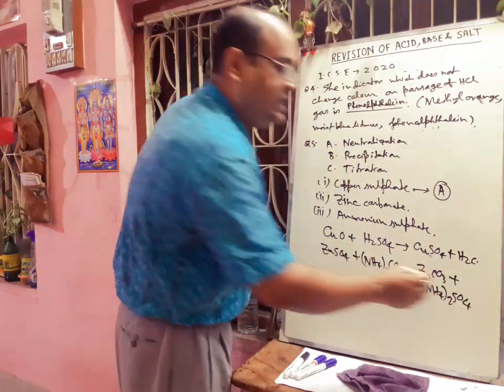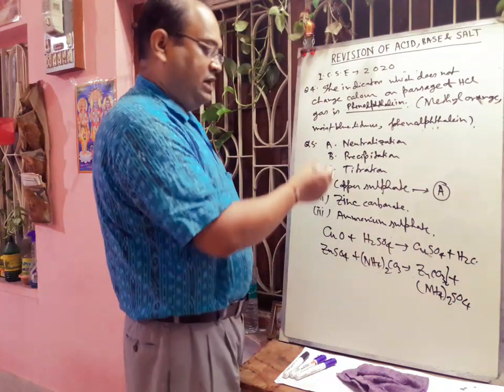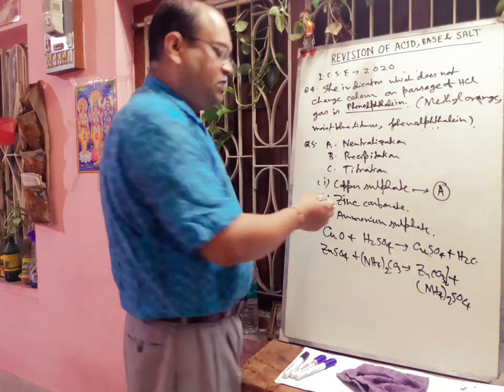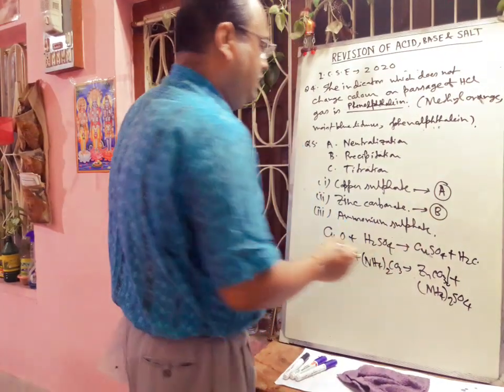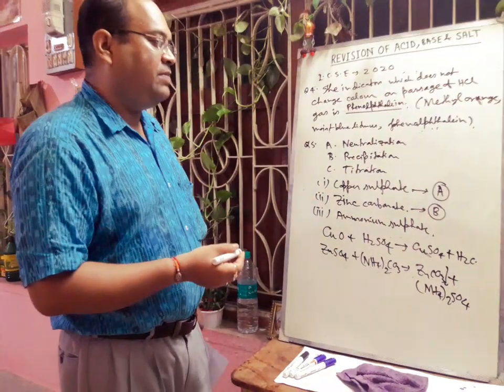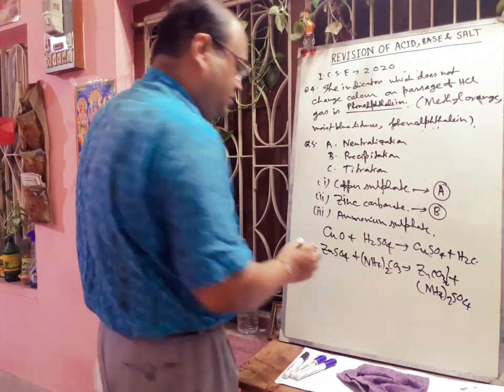So in this case, zinc carbonate is insoluble, it will precipitate. So the method is the precipitation method. So zinc carbonate, the answer will be B. So zinc carbonate we can prepare by the precipitation method.